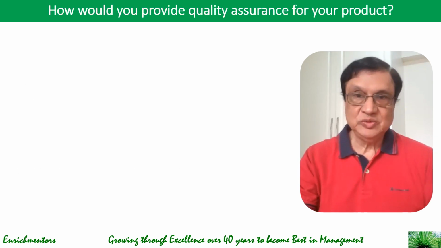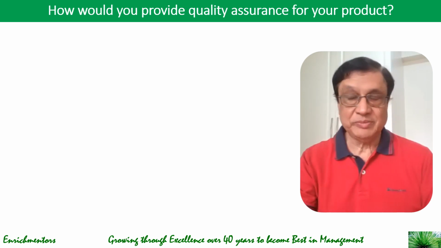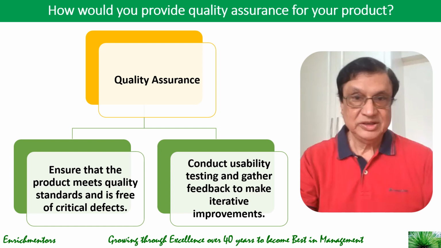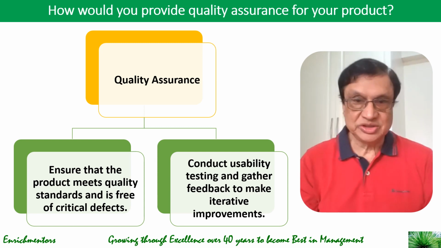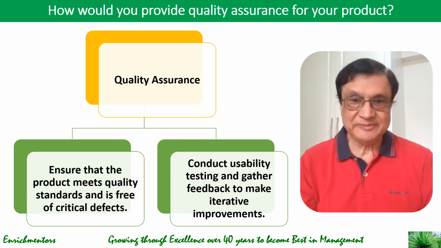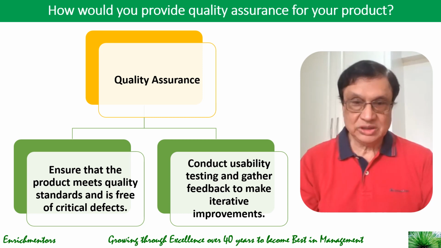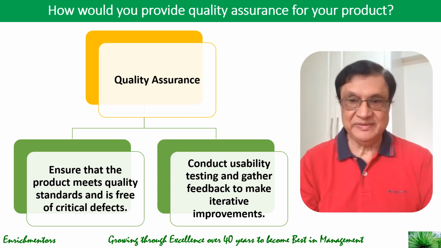So how would you provide quality assurance for your product if you were a product manager in an IT company? It basically involves two things, as you see on your screen here. It ensures that your product meets quality standards, so you must have some standards that the product meets, and it is free from critical defects. And the second thing you need to do is to continuously conduct usability testing and gather feedback from your customers to make iterative improvements. And that's how you can make sure that you provide quality assurance for your product.